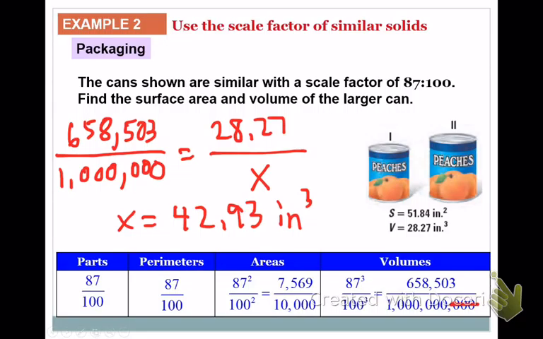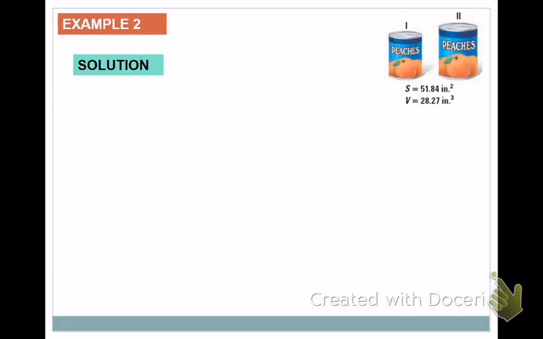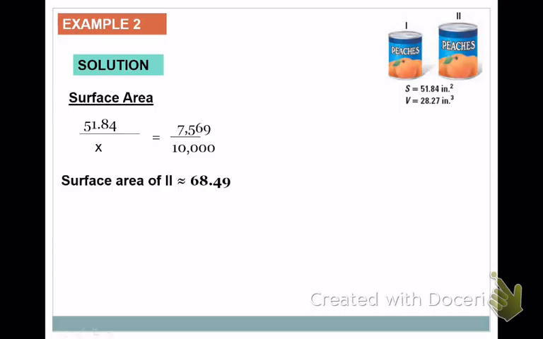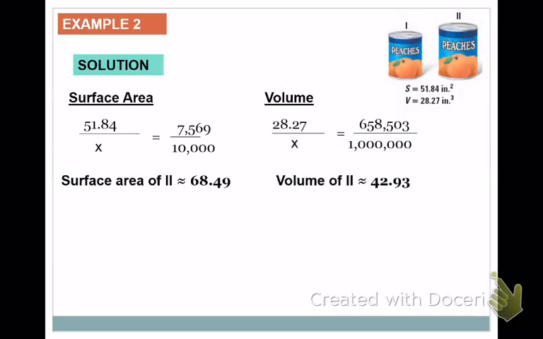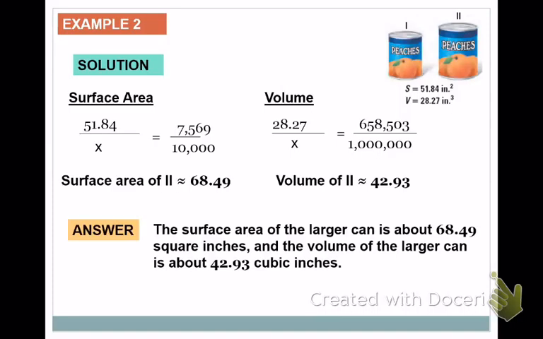Okay. Let's check and see if we had the right answers. So 68.49, that's what we said, isn't it? Okay, and then for the volume we had 42.93. Yes. So we got it right.